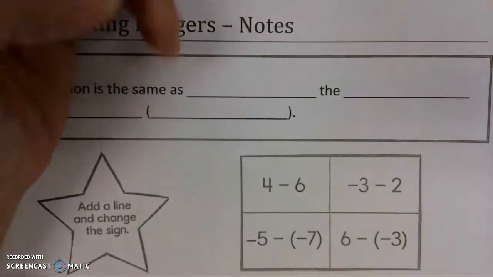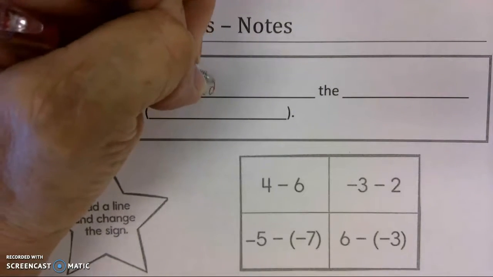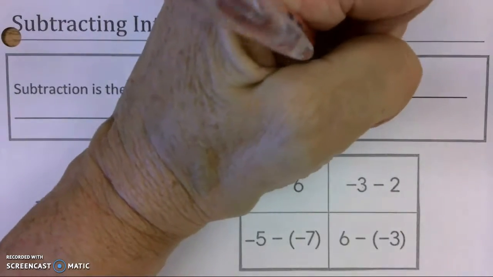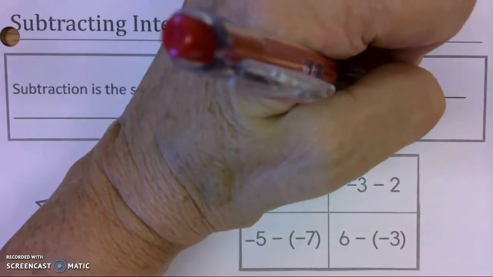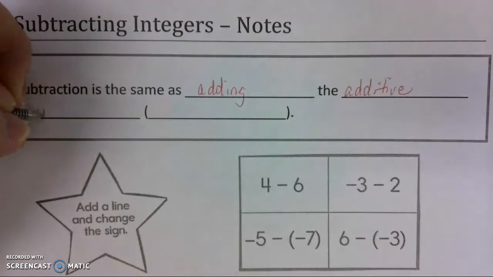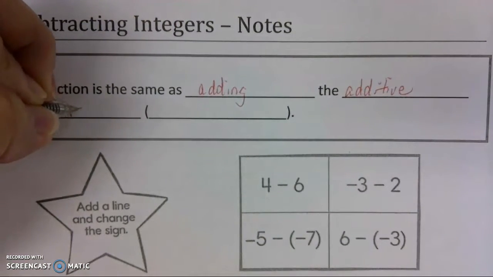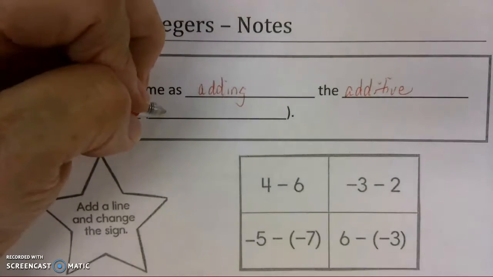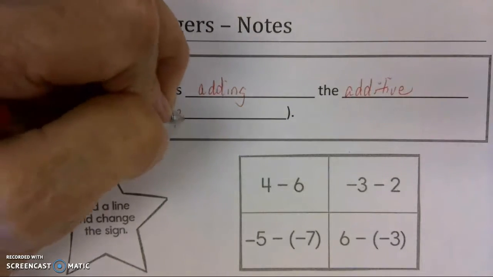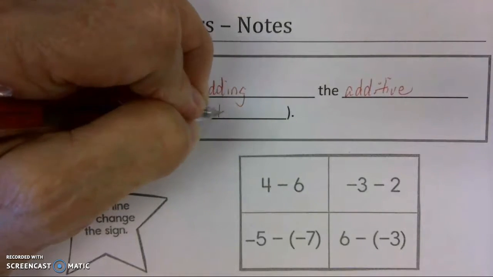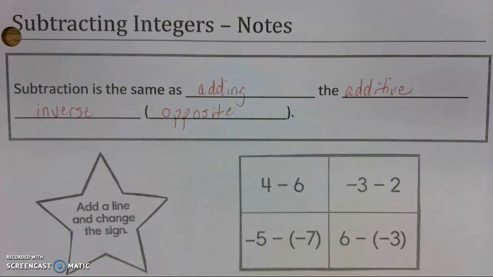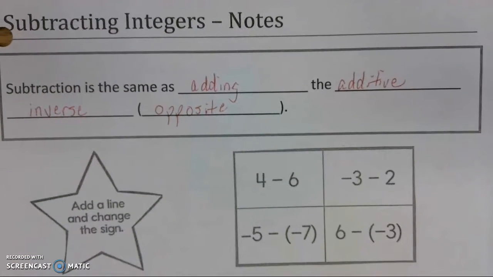Subtraction is the same as adding the additive inverse. Now, an easy way to remember additive inverse is it just means adding the opposite. So when we subtract, we're going to change our subtraction to adding the opposite.